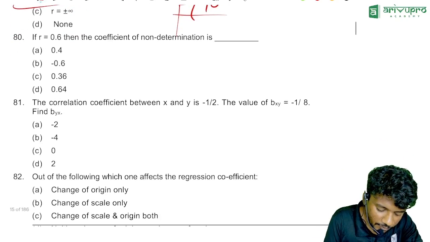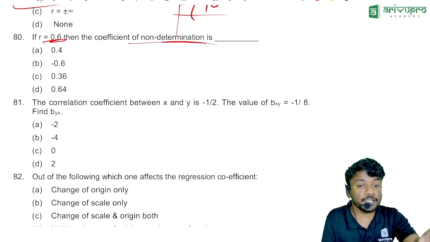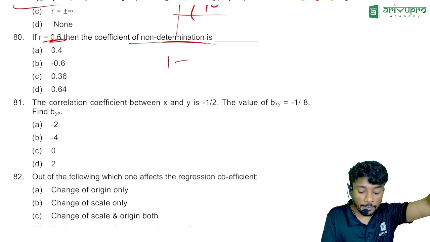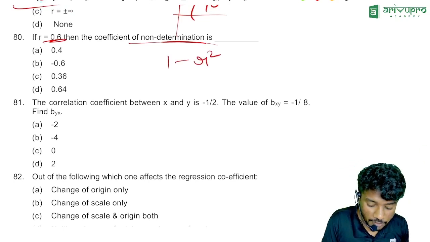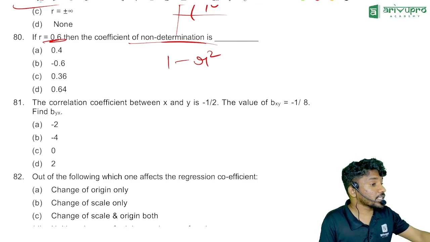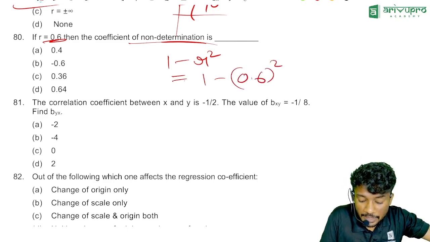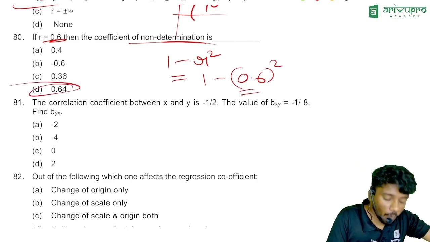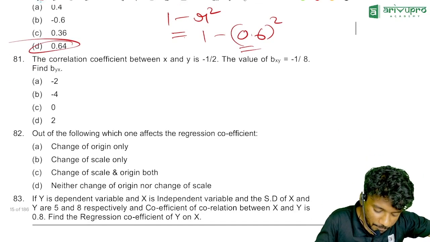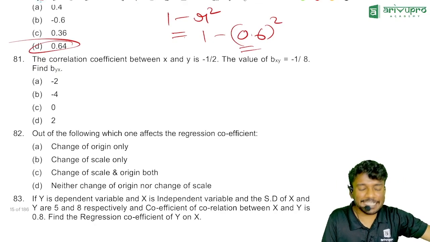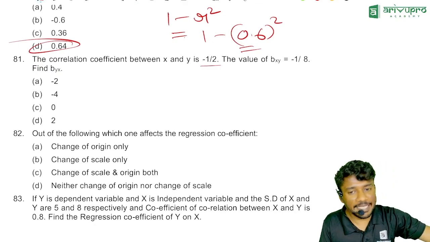Next question. If R is equal to 0.6, what is the coefficient of non-determination? What was the formula? Coefficient of non-determination is equal to 1 minus R square. So that is equal to 1 minus 0.6, the whole square, which is equal to 0.64.